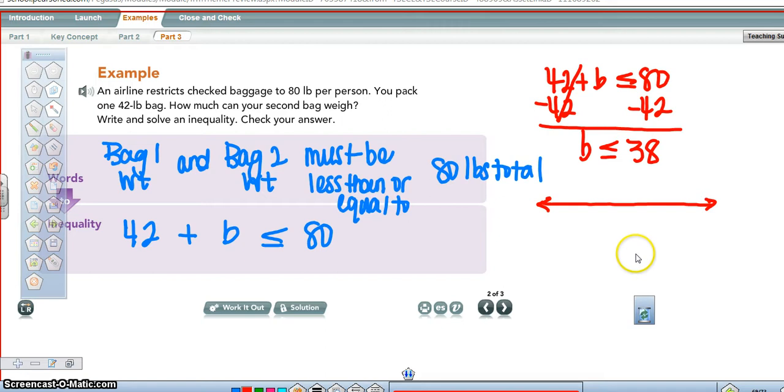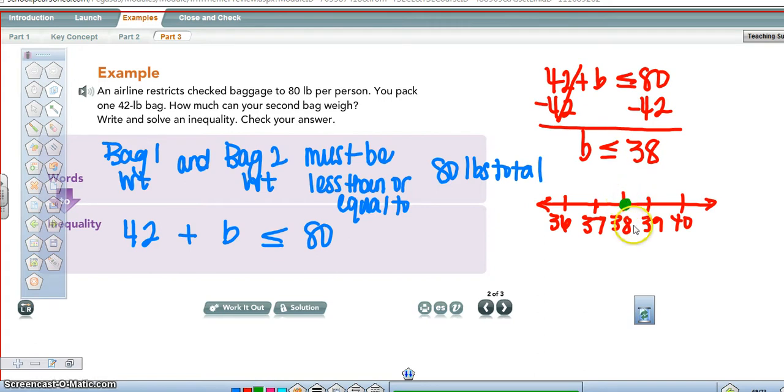Just kind of sketch out a number line. I do need to graph 38 and maybe some of the numbers around it. Even if you want to go by 2s or something, you can. But I'm just going by 1s. So it's less than or equal to 38. So it can be equal to 38.